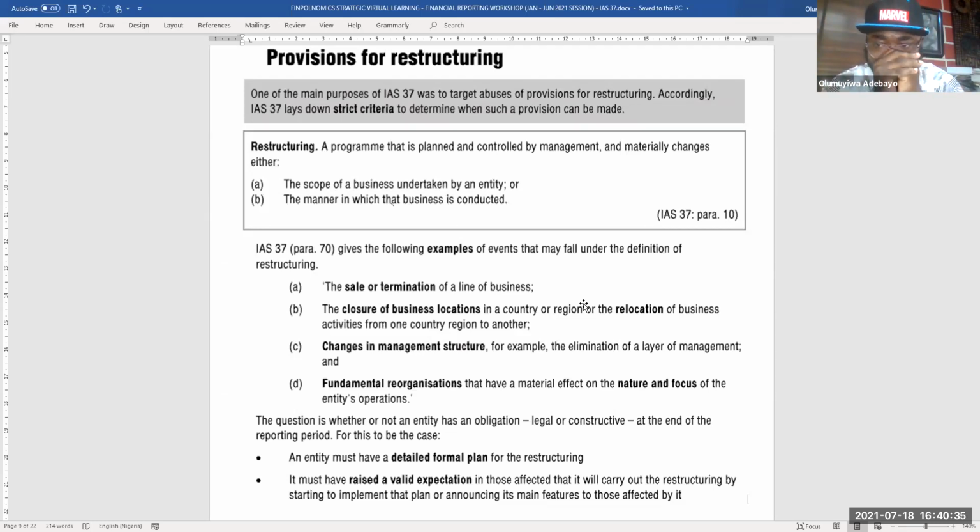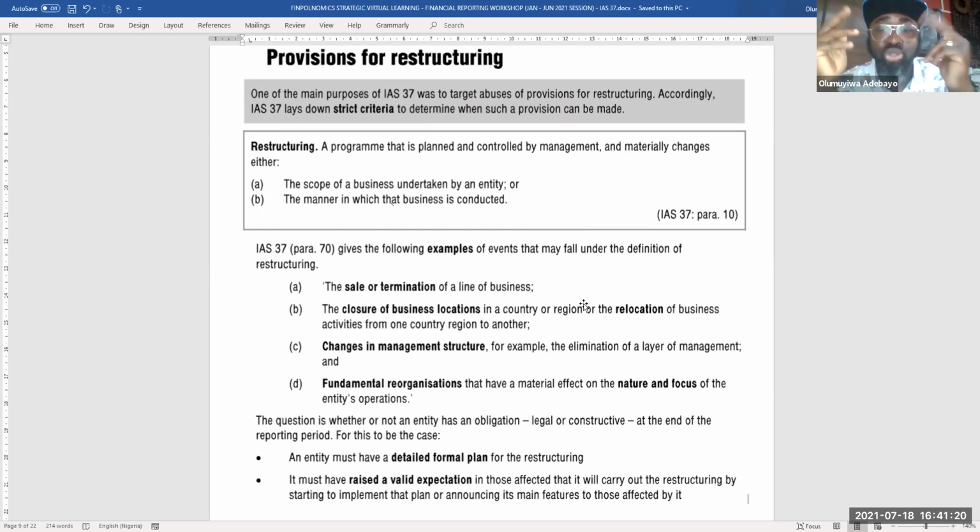The second condition is this: mere formalizing, documenting, agreeing, and you're not going back is not sufficient for you to make provision until you formally communicate the effect of such restructuring to parties that may be affected by such restructuring. The parties may include employees, other stakeholders like customers, vendors, and some other things. In that regard, you have created a valid expectation in the minds of those that are likely going to be affected by that restructuring. It's until you do that that you cannot proceed to making a provision.